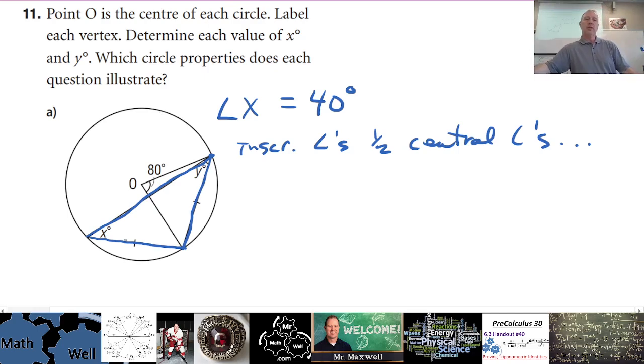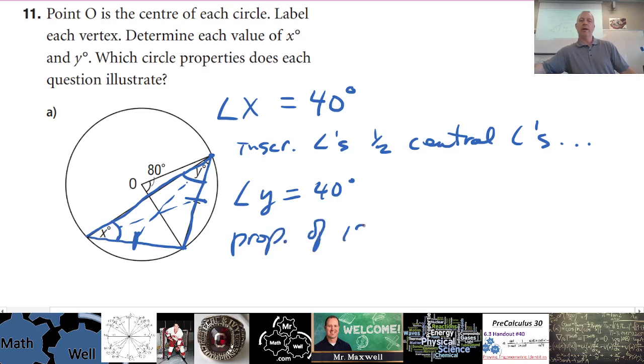So these are the same length. That makes this an isosceles triangle. The angles opposite of equal sides in an isosceles triangle are themselves equal. So if you have an angle that is opposite this side, it's going to be the same angle that's opposite the same length side. So angle y is also 40 degrees. And you can say property of isosceles triangles. That's good enough.